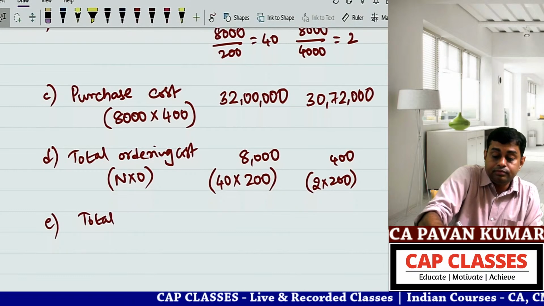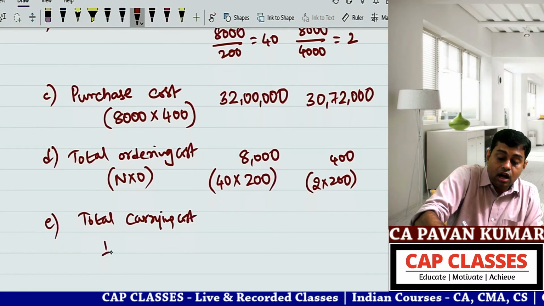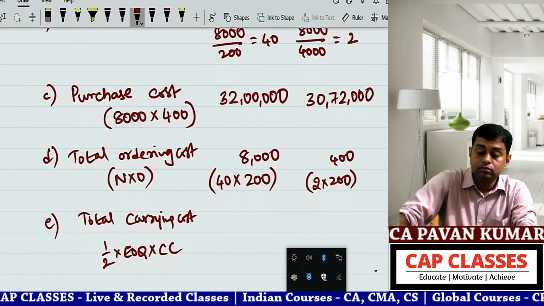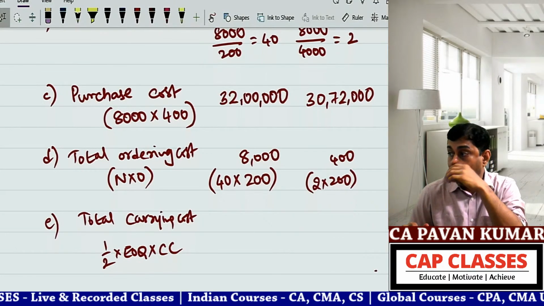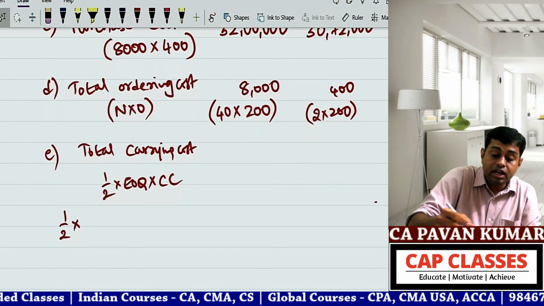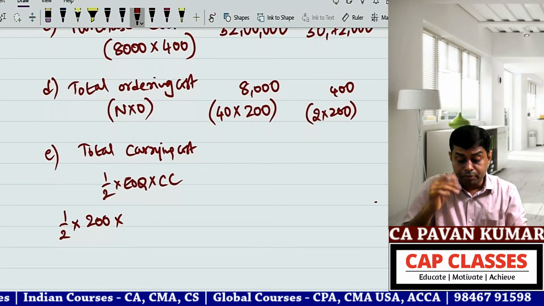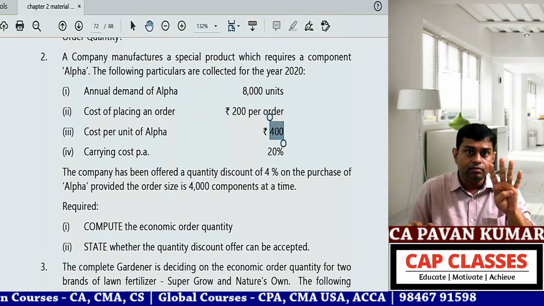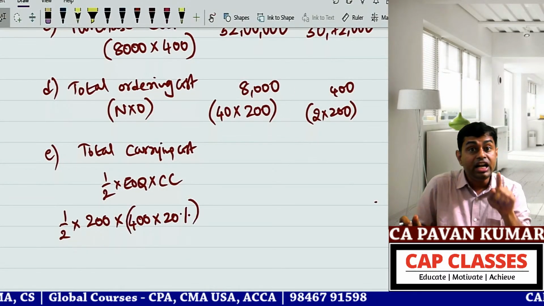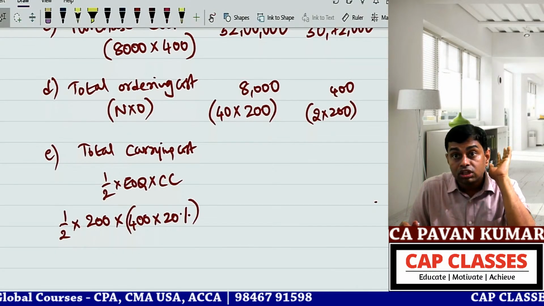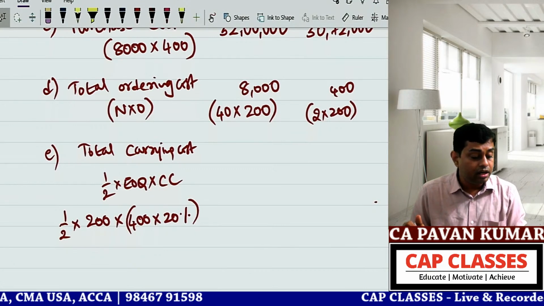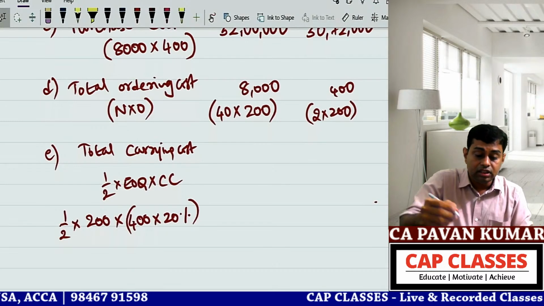E. Total carrying cost. How do we calculate? Half into EOQ into carrying cost per unit per annum. Okay, here half into what is ordering quantity, 200 into carrying cost per unit per annum. Okay, look here, at present it is 400, on the 20%. So 400 into 20%. In future it will not be 400. 400 minus 4% discount, 16 rupees you need to reduce. Correct? So first let us calculate this. Half into 200 is 100. 100 into 400 into 20%. This is coming to 8,000.